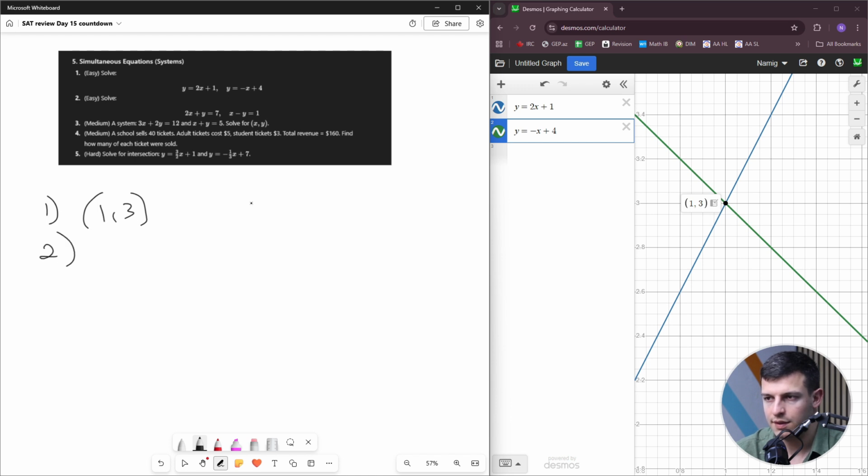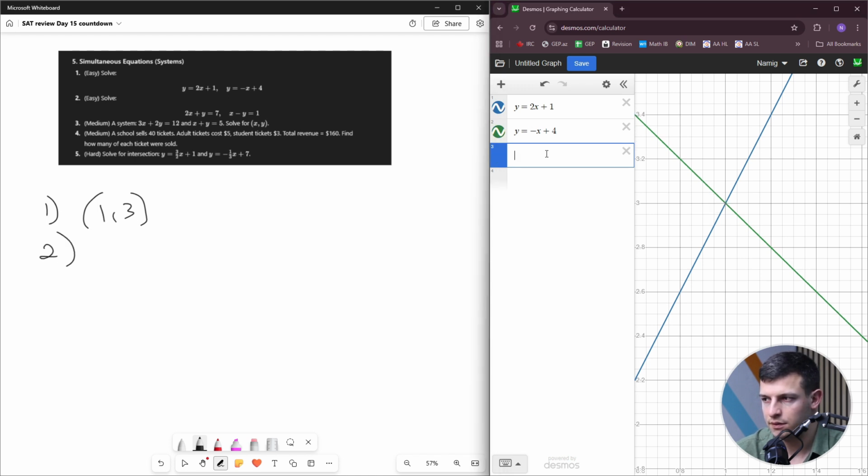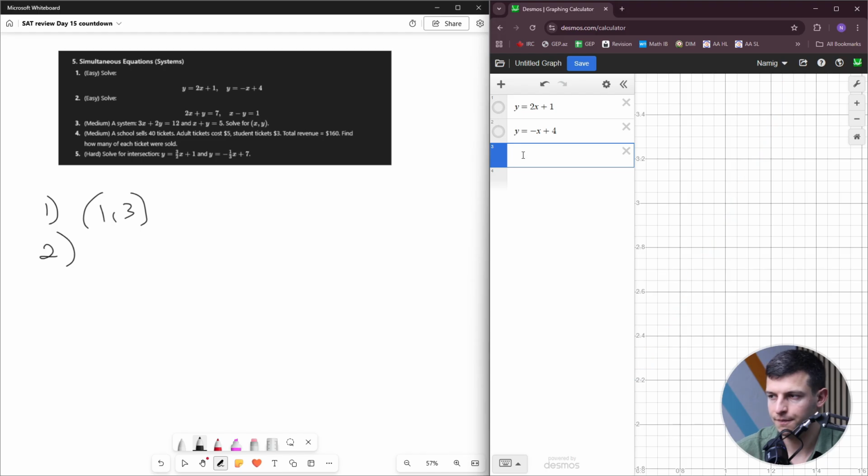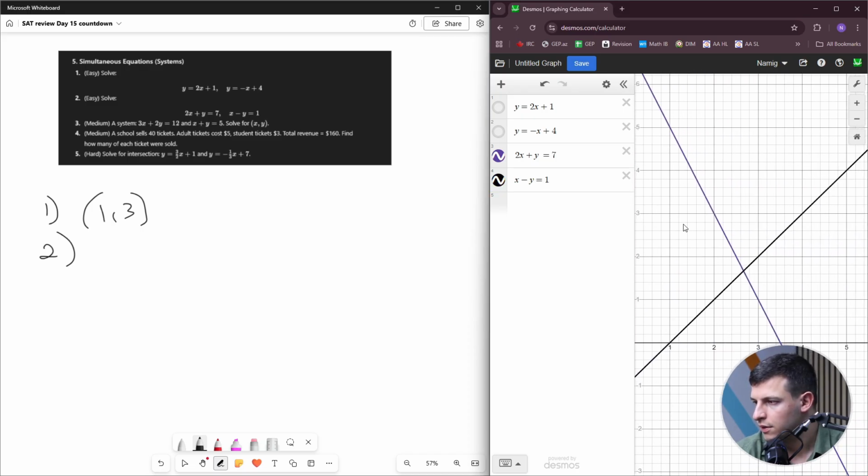Question 2, same stuff, solve. Let's try it, why not? I had the temptation of not doing it, but 2x plus y, no, sorry. 2x plus y equals 7. You don't even need to rearrange it so it looks like y equals mx plus b. Okay, and x minus y equals 1. Okay, let's zoom out. Yes, they do intersect.